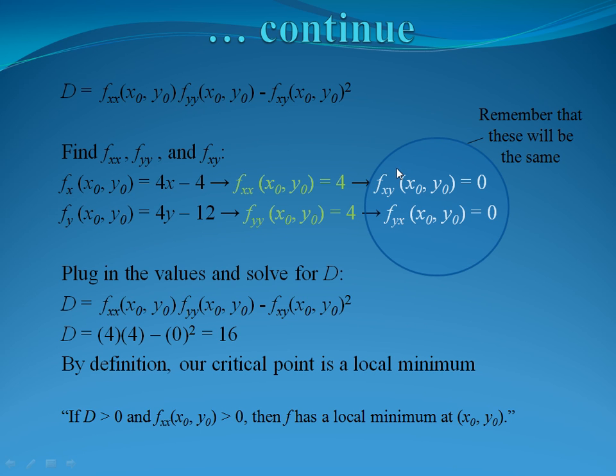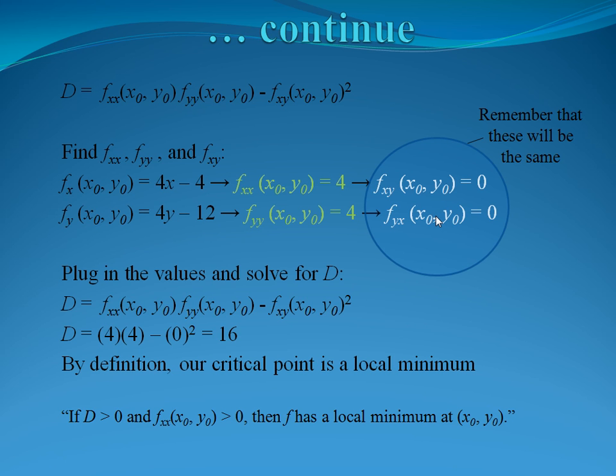Then we need to find the mixed partial. So if we take f sub x and then we let y be our variable, we can see that 4x and 4 are both constants. So if we take the derivative of either term with respect to y, we get 0. Similarly, if we start with the partial with respect to y and look at that function, and then let x be our variable to get f sub y x, both these terms are constant, so the derivative is 0. Remember that the mixed partial derivatives will be the same.